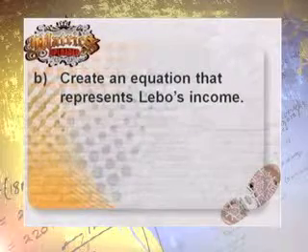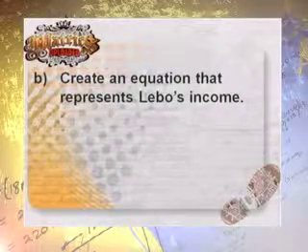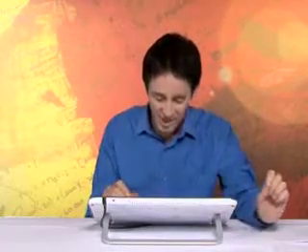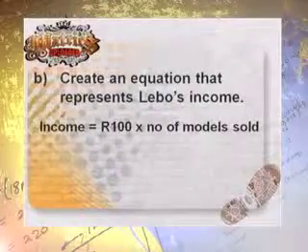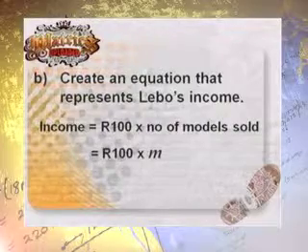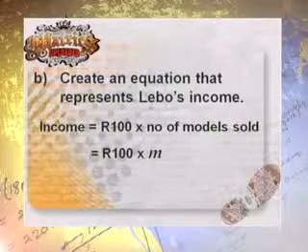Now let's look at question B. It says create an equation that represents Lebo's income. Well, what does he sell each model for? 100 Rand multiplied by the number of models. So if he sells 5 models, he's going to make 100 times 5, which is 500. He wants to make profit. So the income is 100 Rand times the number of models sold. So it's 100 times M. There are the equations.